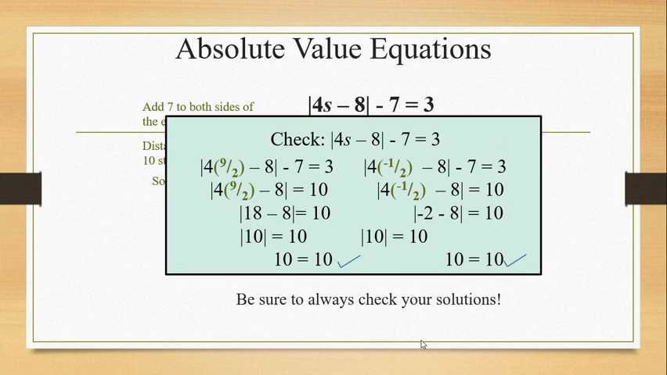If we have the absolute value of 4 times 9 halves minus 8, minus 7 equals 3, we add 7 to both sides. 4 times 9 halves gives 18, minus 8, which equals 10. 18 minus 8 is 10, so 10 equals 10. If I have 4 times negative 1/2 minus 8, minus 7 equals 3, I add 7 to both sides. So I get 4 times negative 1/2 minus 8 equals 10. 4 times negative 1/2 gives me negative 2, minus 8, so 10 is equal to 10. So those worked out very well.